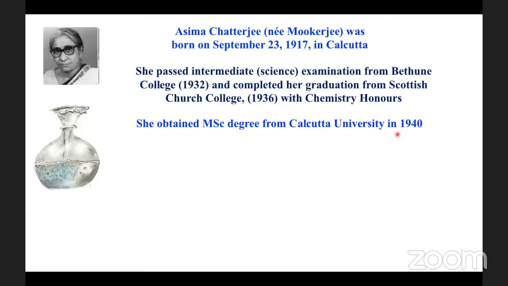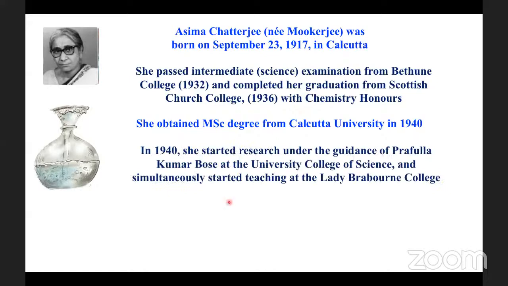So anyway, Oshima Chatterjee, one of the earliest women science graduates from an Indian university. In 1940, she started research after finishing her master's, under the guidance of Prafullo Kumar Bose. By the way, at that time, in Calcutta University, Prafullo Chandra Rai was also there. So she also interacted with him, and he actually organized a little bit of fellowship for her. But those are details, I don't want to get into the details.